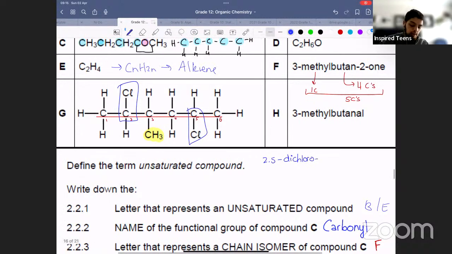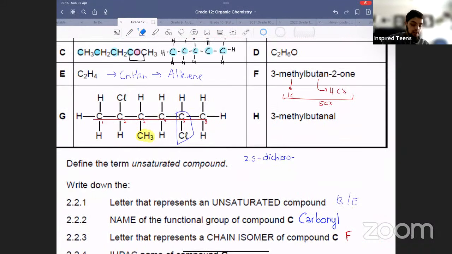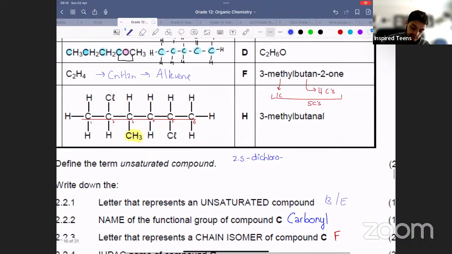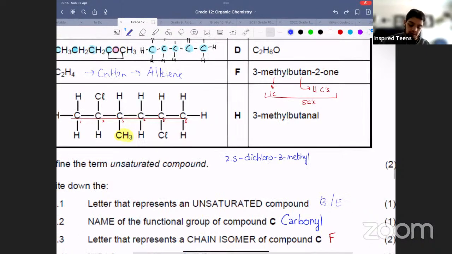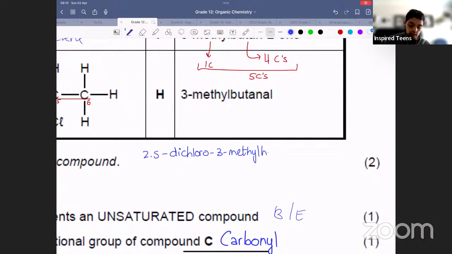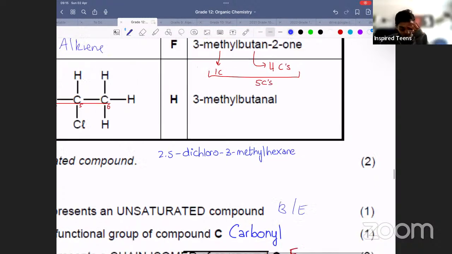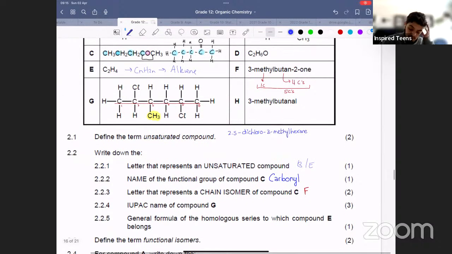Dash again because we're going to put a number. Number of what? Halogens, then ethyls, then methyls. So there's no ethyls, but there's methyls. So it's on the third carbon. So dash 3 dash methyl. Then the parent chain, which in this case is hex, the prefix, because there's 6. And it's a haloalkane, so it's an alkane. So you're going to say hexane. Okay, so I hope that makes sense.